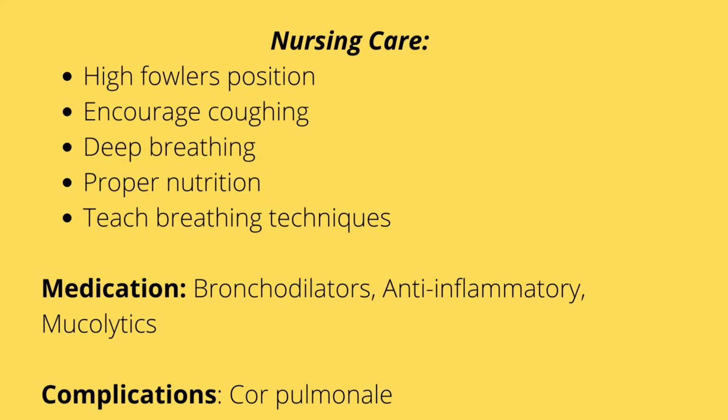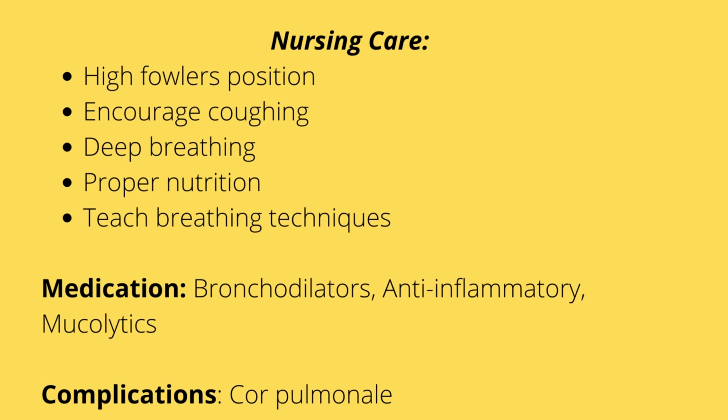Some nursing care that you need to know with this patient: high-Fowler's position. Always have them in high-Fowler's position to open that airway and help them with breathing. We also encourage the patient to cough and deep breathe, and use an incentive spirometer. We ensure proper nutrition because with this patient, I normally tell people: you can't breathe, you can't eat. So they are having difficulty eating because they're not breathing well and they are tired. So what do we do? We offer these patients small meals high in calories and protein. And we teach the patient special breathing techniques, which are abdominal breathing or pursed-lip breathing.